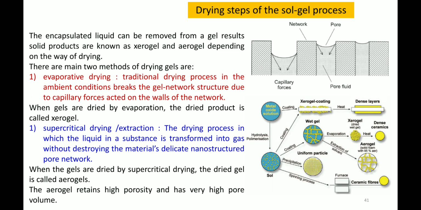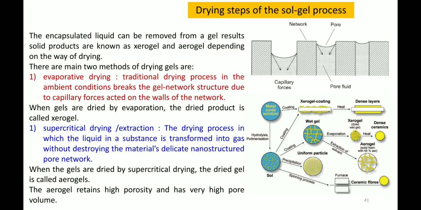The second one is a special case. I'm sorry for the number, it is by mistake, so try to correct it. The second type of drying is supercritical drying, or extraction. This is a special way of heating. This is called supercritical drying or extraction.